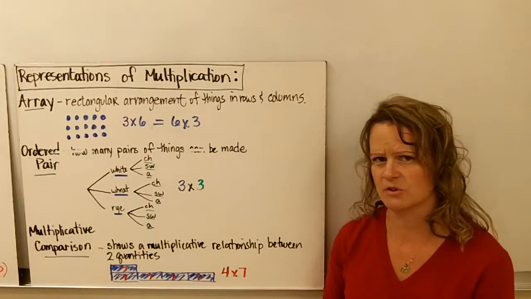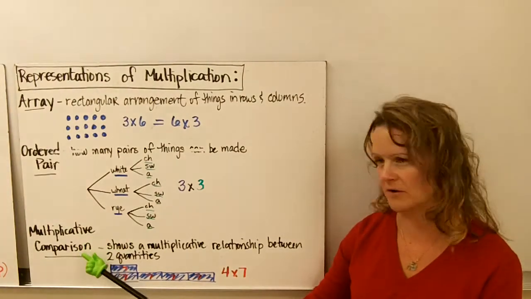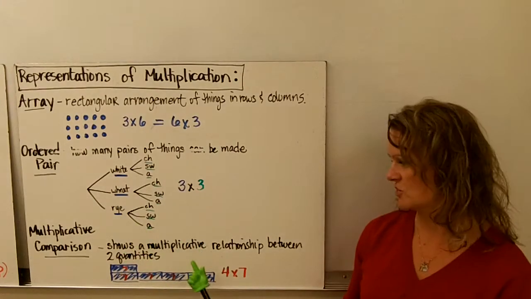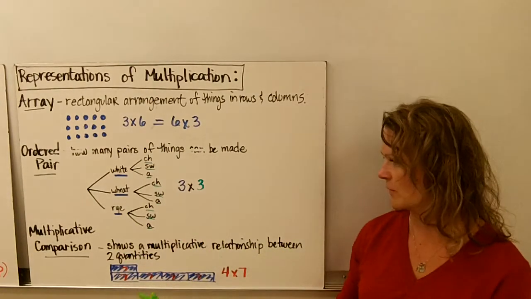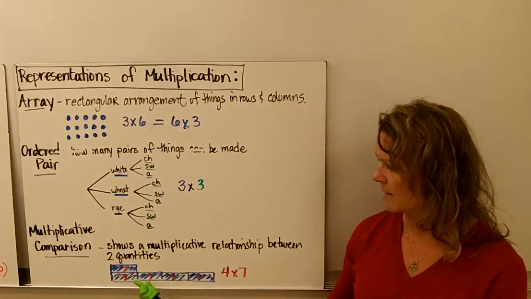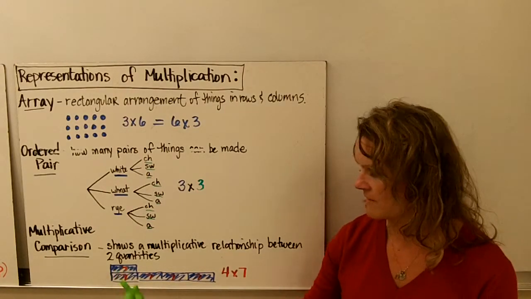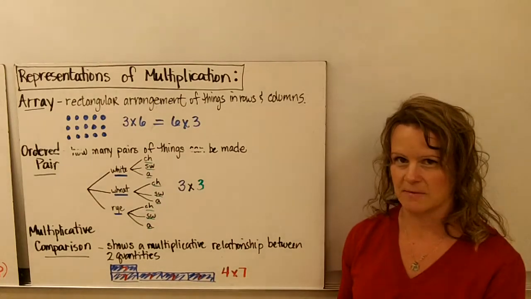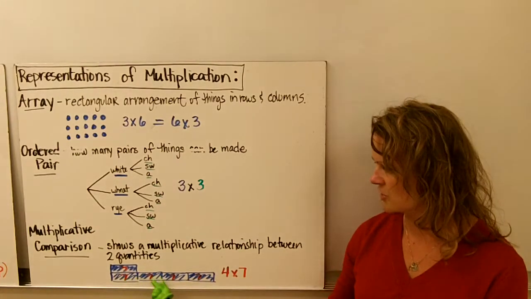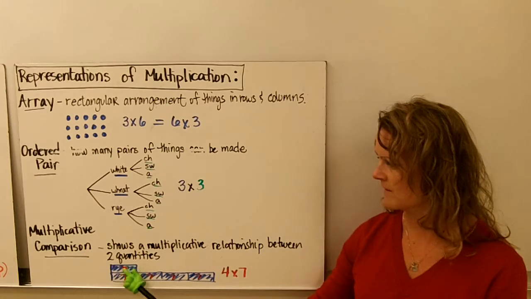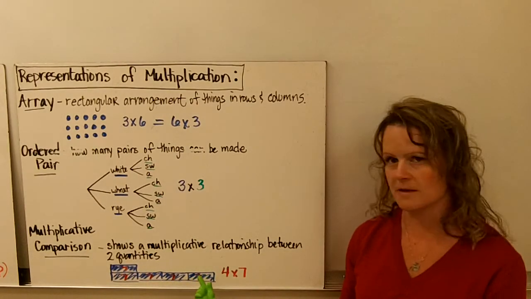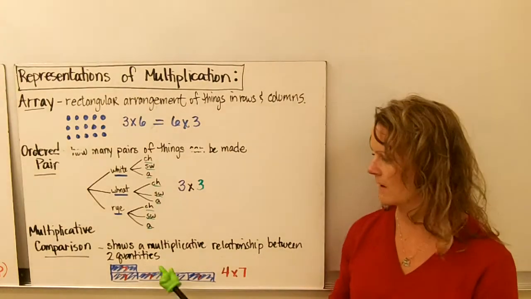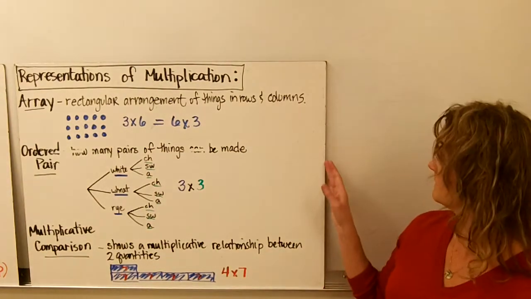The third representation that we're going to talk about is multiplicative comparison. And this shows a multiplicative relationship between 2 quantities. For example, if I have 7 of something, and my friend Joe has 4 times as many as I do, then I can show that using this bar diagram, 7 and then 4 times that 7. So I can represent 4 times 7 in this fashion, in a comparison fashion.